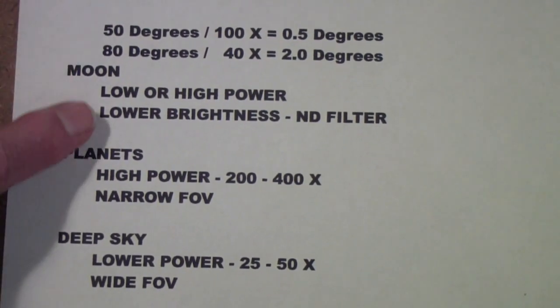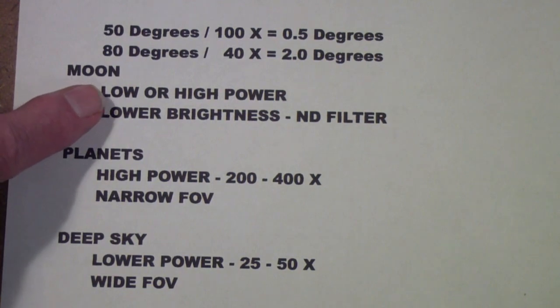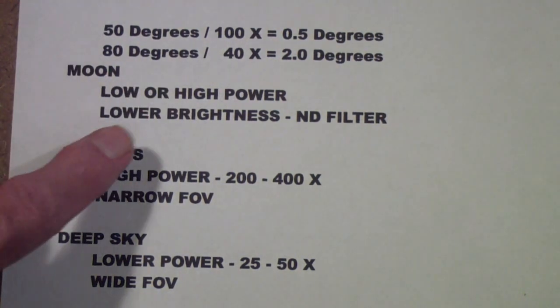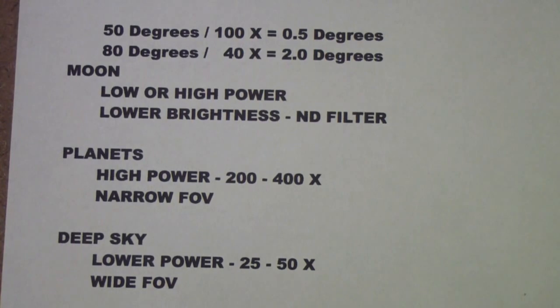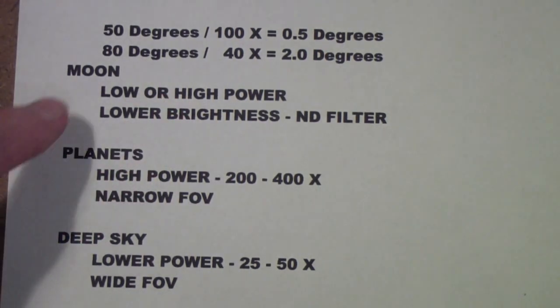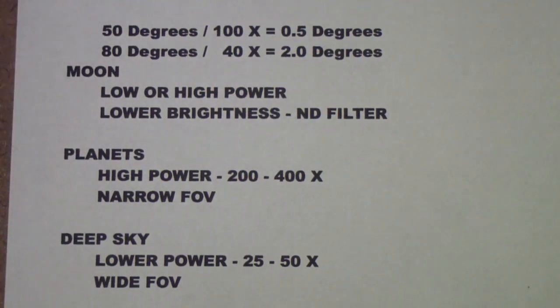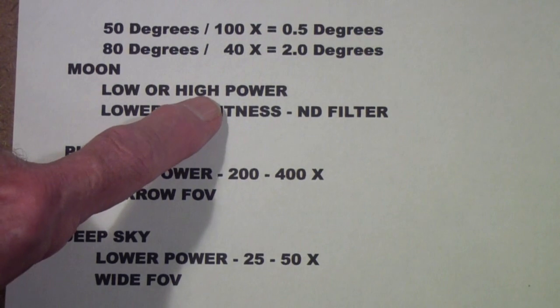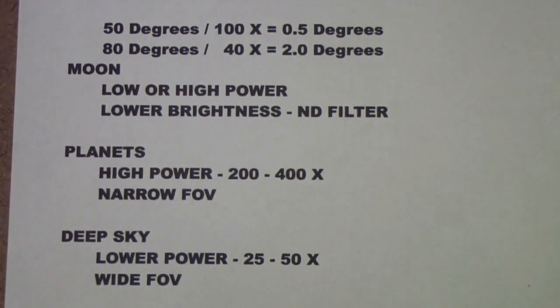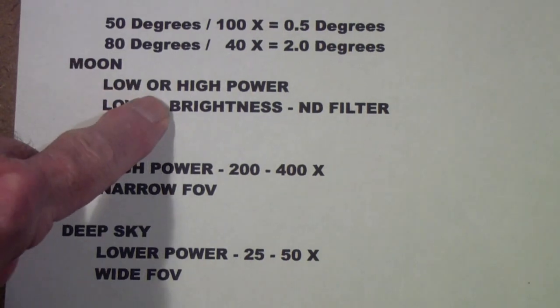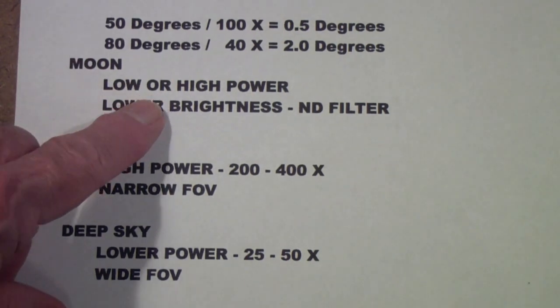Well, for the moon, you want to use either low or high power, because low power shows you the whole moon. High power shows you very sharp details. And the moon is bright enough that you can get a pretty good view even with a high-powered eyepiece. So if you want to really look carefully at the details on the moon, the big problem with the moon is contrast more than brightness.